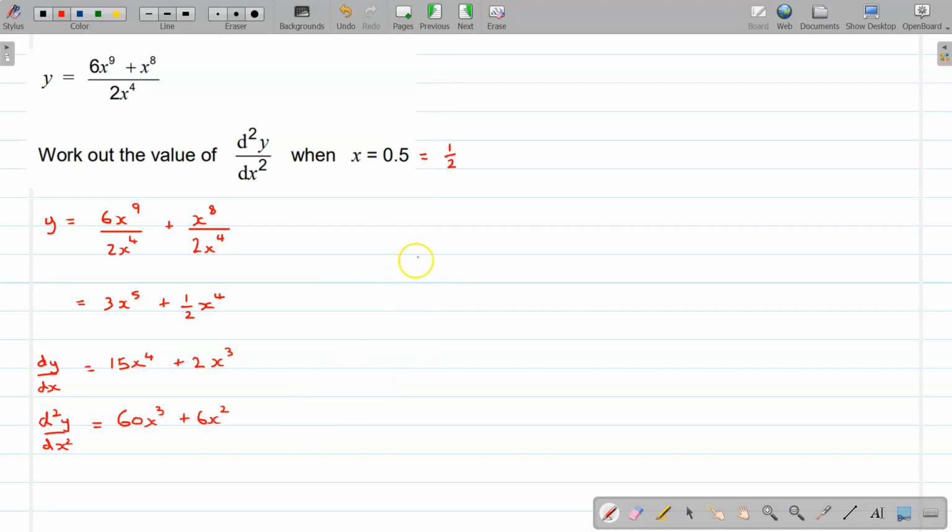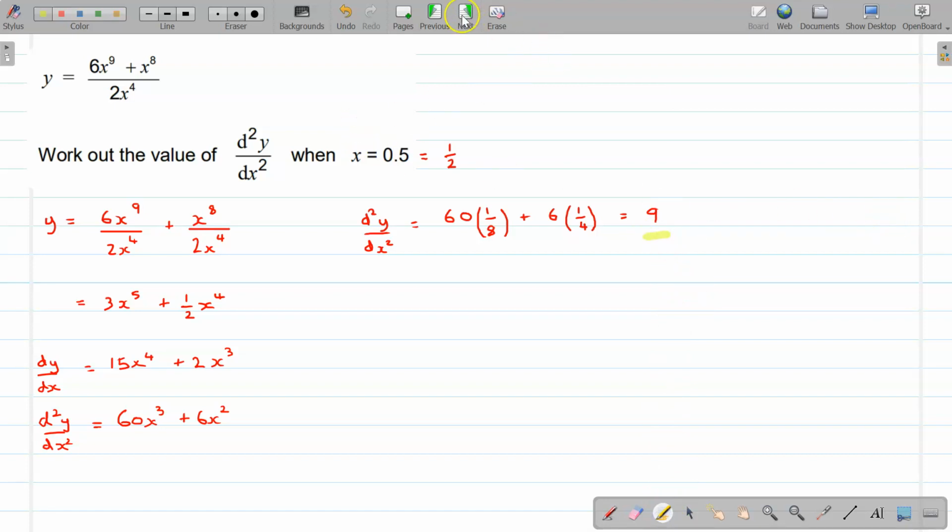So when x equals a half, d2y by dx squared is going to be 60 times x cubed, well, that's an eighth, and it's also going to be 6 times x squared, which is a quarter. And you can put that on a calculator if you like, but it comes out to be exactly 9, and that's the answer.